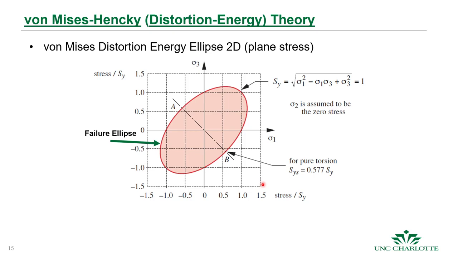All right, if we take this yield stress equation, where the material will yield, and plot it, then we get this ellipse here. We call this the failure ellipse, and this is the von Mises distortion energy. This is the 2D case where you have sigma 1 here and sigma 2 here. Now, we know that if we have something in pure torsion, then sigma 1 is equal to negative sigma 2, and that's this line here. So in pure torsion, we would be going down this axis, and we find that for pure torsion, the yield stress in shear is about 60% of the yield strength.